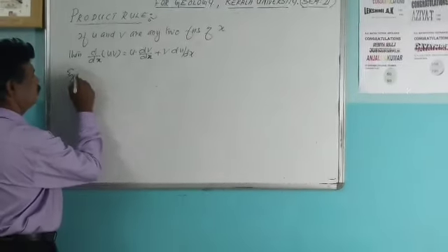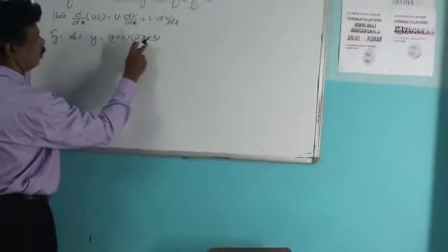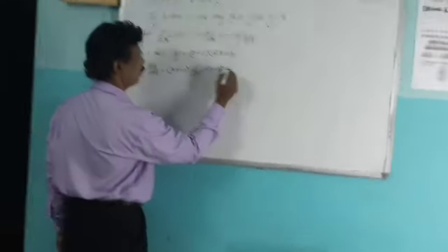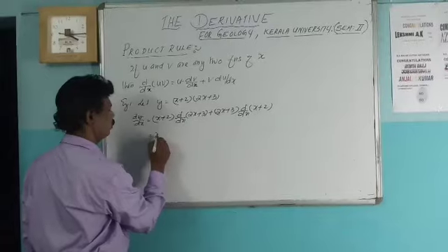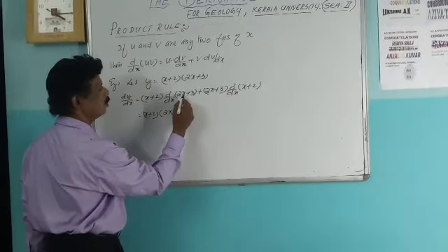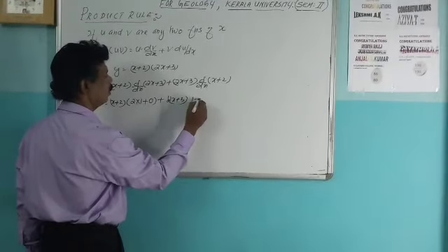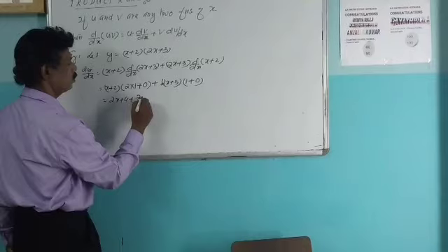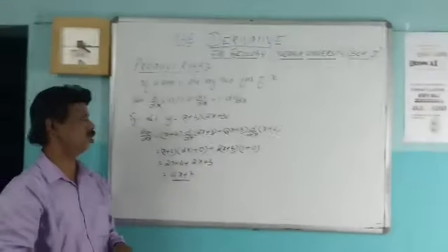For example, suppose let y equal to x plus 2 into 2x plus 3. Here u and v are two functions. Then dy by dx is equal to first function x plus 2 into derivative of second 2x plus 3 plus second function 2x plus 3 into derivative of first function x plus 2. That is x plus 2 into derivative of 2x plus 3, 2 into 1, derivative of x 1 and derivative of 3, constant 0, plus 2x plus 3 into derivative of x 1, derivative of 2, constant 0. Then 2 into x, 2x, 2 into 2, 4, again 1 into 2x, 2x, 1 into 3, 3. Therefore the final result is 4x plus 7.